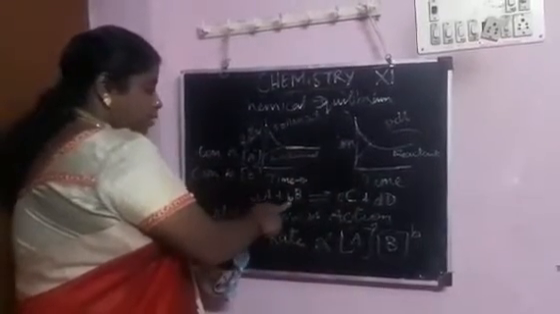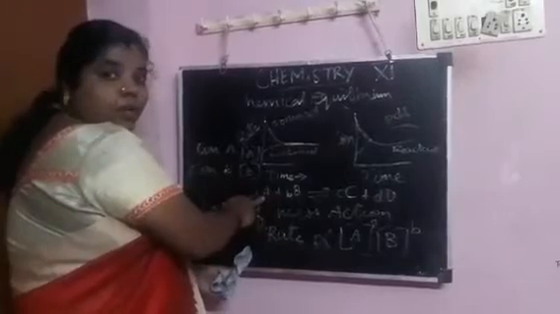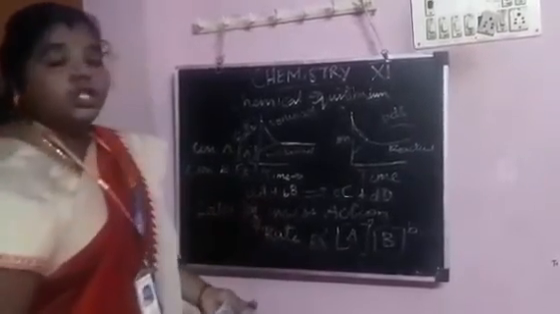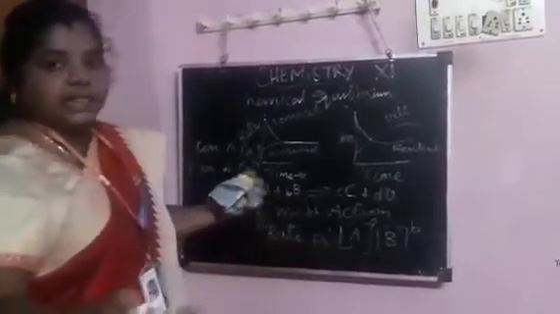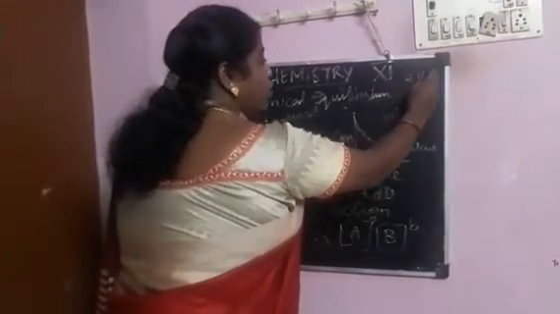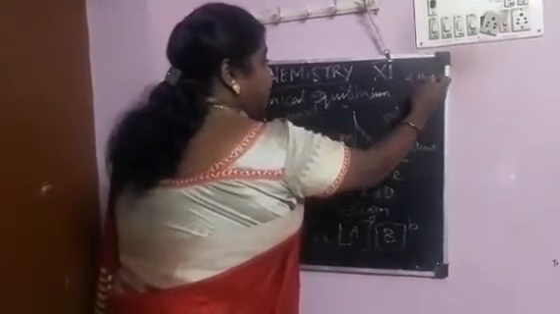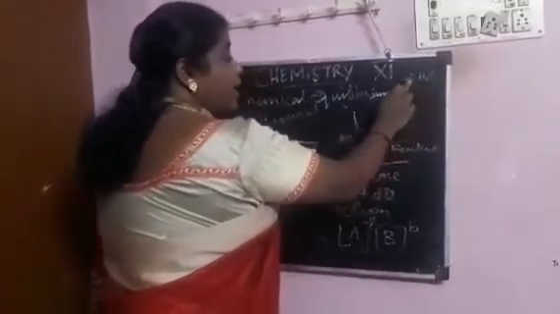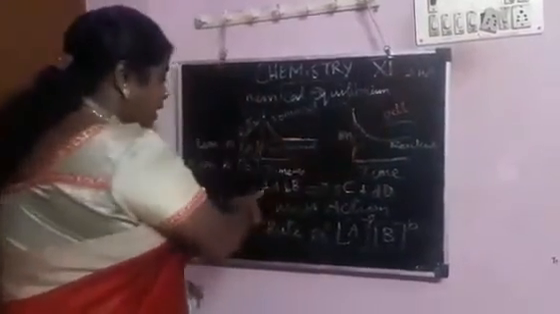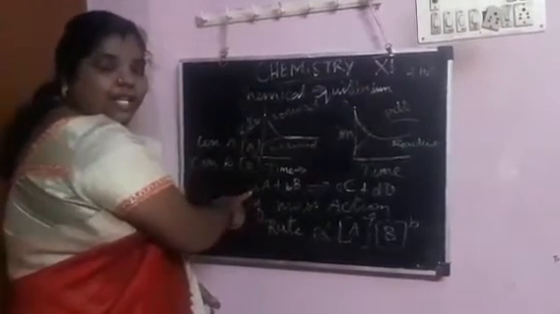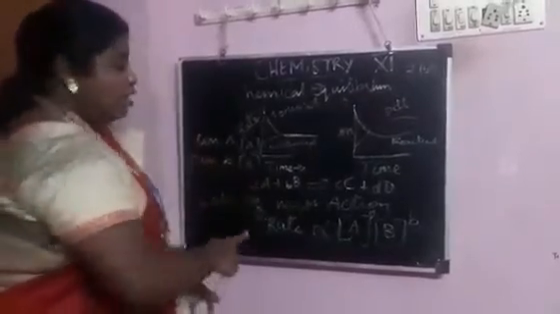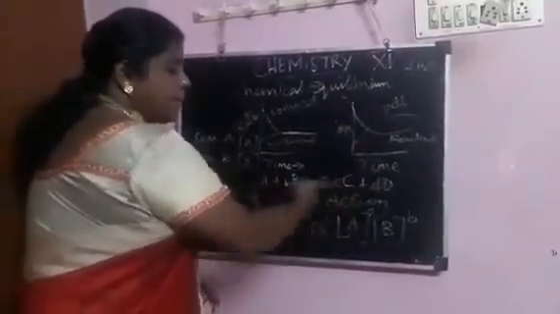In aA plus bB, capital A and B are the reactants, and the small letters a and b are the stoichiometric coefficients. Stoichiometric is nothing else but the number of molecules. For example, when I take 2 molecules of hydrogen or 2 molecules of water, here 2 is the stoichiometric number. Here small a is the number of molecules of capital A. So let us consider this as the example reaction.